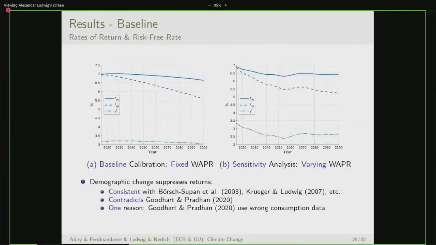A side comment on the rates of return: here you see the rates of return in the risky assets and the risk-free rate. The climate change externality suppresses rates of return, and thereby the risk-free rate is basically constant along the transition. This justifies our notion of repetitive quantitative easing in a more realistic model with aggregate fluctuations, respectively holding it constant in our model. And if we feed in a time-varying working age population ratio, so that we have demographic change, this return pressure is even stronger. And this is consistent with previous literature.